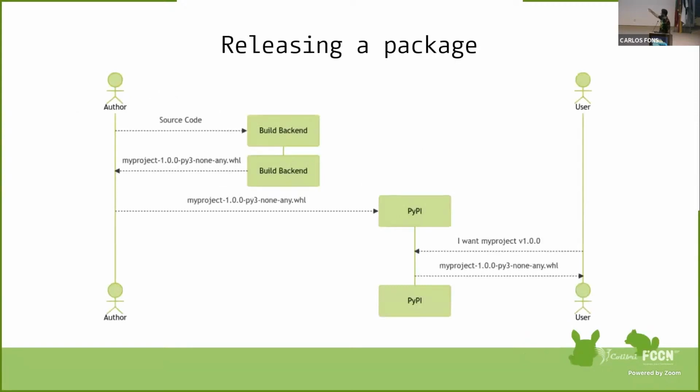So usually, like I said, you give your source code to the build backend, then the build backend will return you a file. Then you will usually upload that file to PyPI, which is the package repository, and then a user that just wants to use your project goes to PyPI and asks, I want the project with this name, and PyPI will return the file. Then they can install it and use it locally.